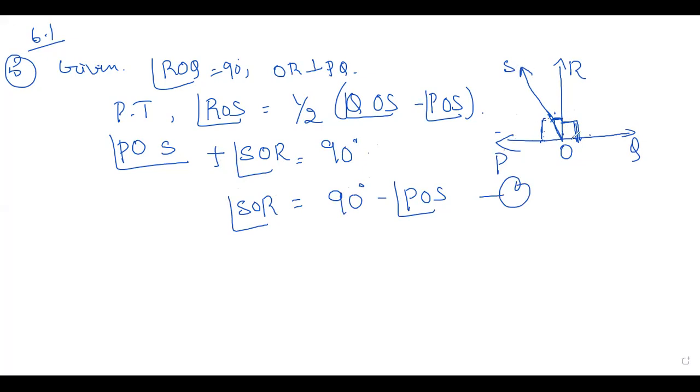POS plus SOR is equal to 90 degree. SOR is equal to SOR or ROS. You can write anything, no problem, but O must be in the middle. Then SOR is equal to 90 minus, we are proving this, so keep it on the left hand side, 90 minus POS. Call it as equation number 1.